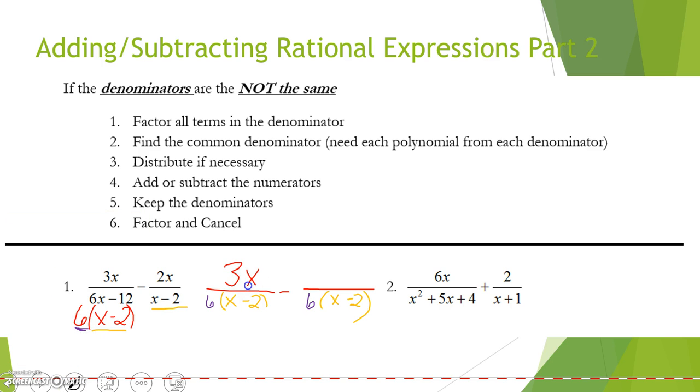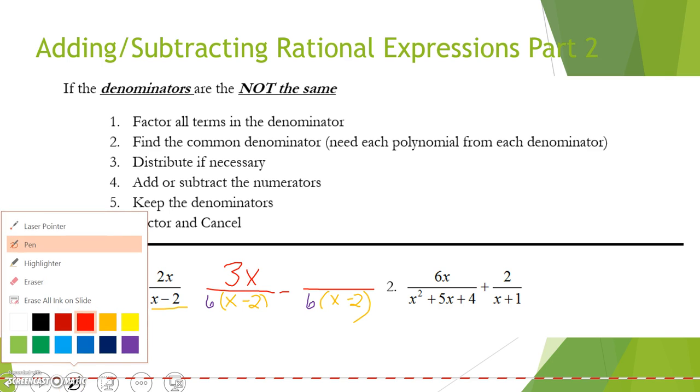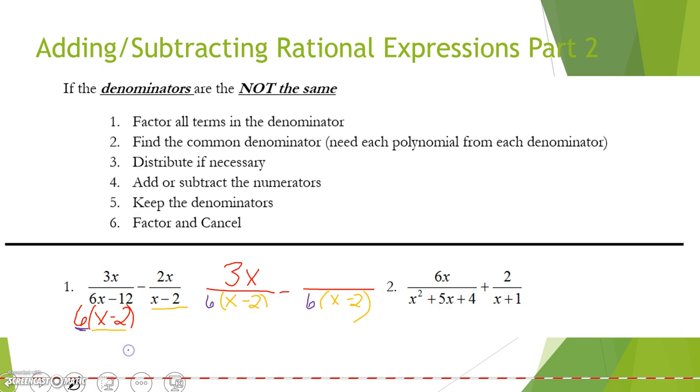Alright, since the first fraction already has that LCD, I am just going to recopy the top, 3x. But that second fraction needs the 6, so I multiply by 6. That's going to make the top of the second one 12x. Then yesterday I told you that if there's a minus in between, you needed to add the negative. So I'm going to add and make that a negative.